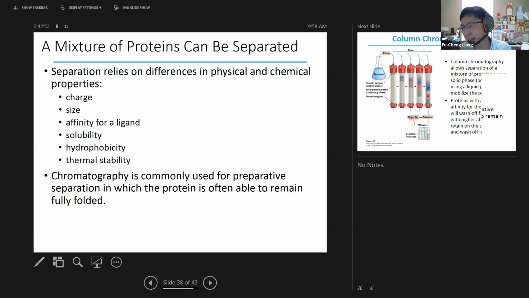So we know protein molecules have different kinds of amino acids. It's a polymer of amino acids. And those amino acids have different charge, different size, different solubility, different hydrophobicity, and different thermal stability. And one way we are going to purify is to use these physical and chemical properties. That's the only way we can purify this protein out from different kinds of impurities.